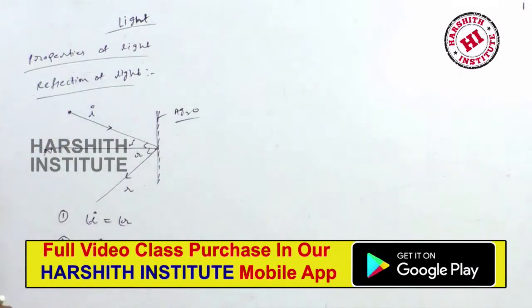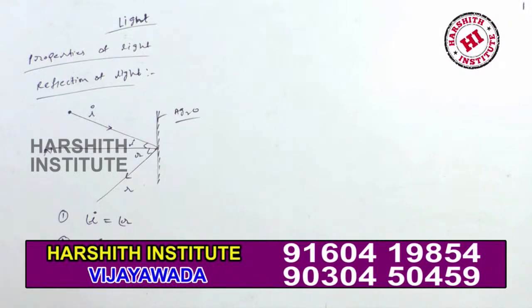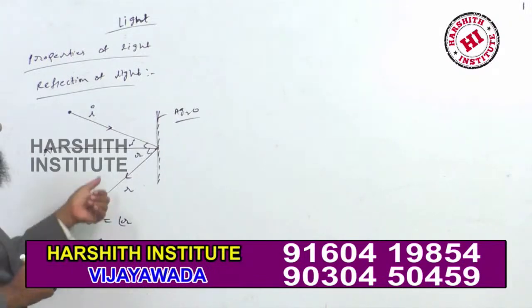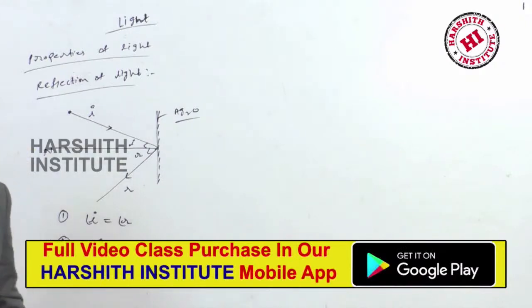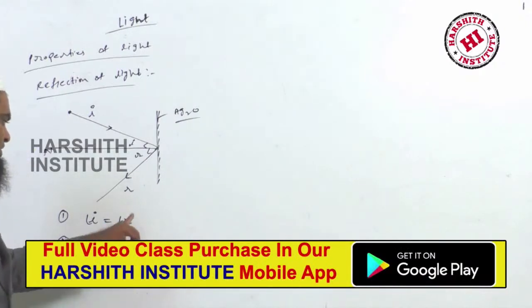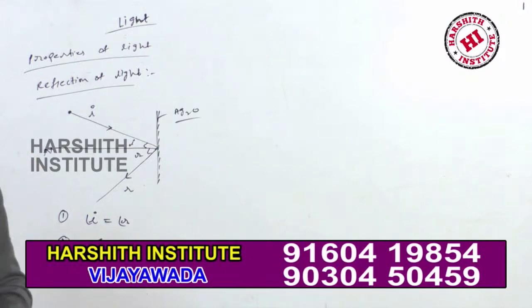Here I means the incident ray, R means the reflected ray, N means the normal. These three lie in the same plane. So this is condition number 2. When these conditions are satisfied, then it is called reflection.